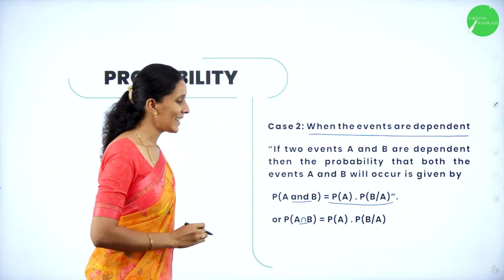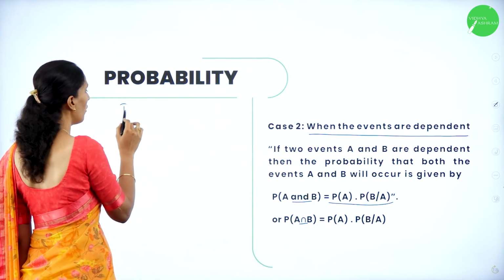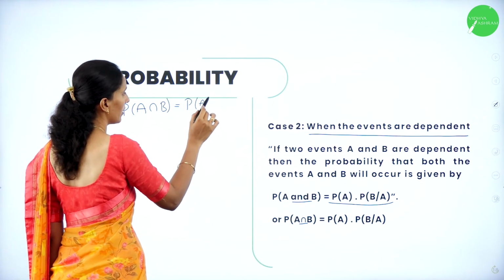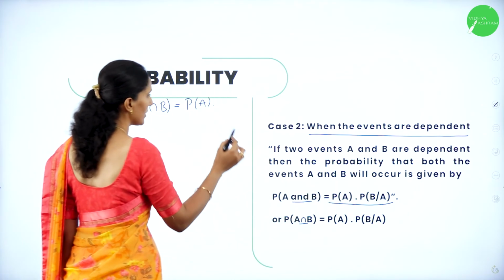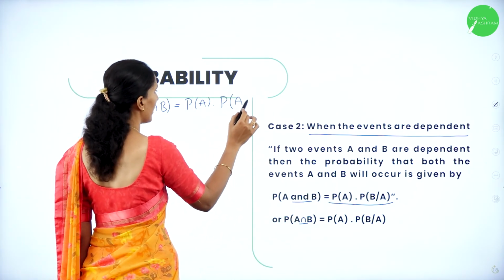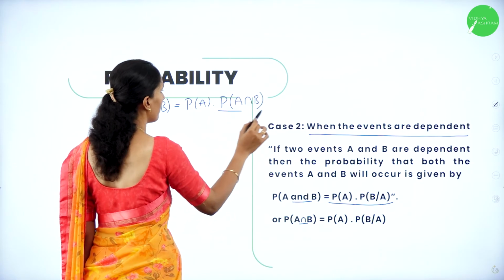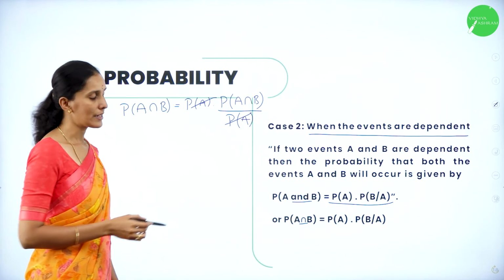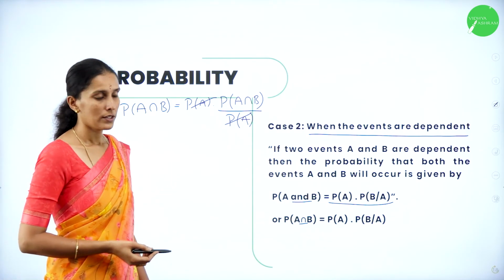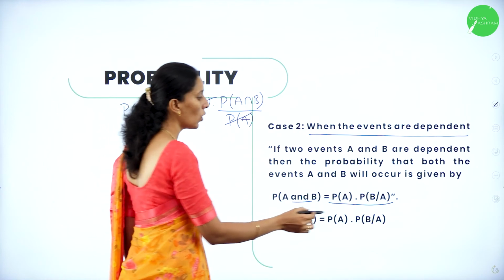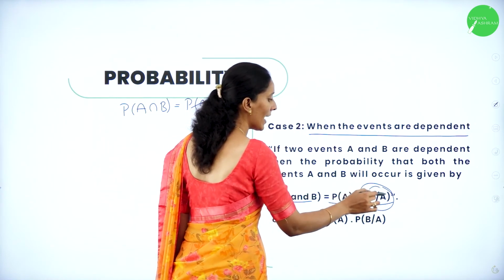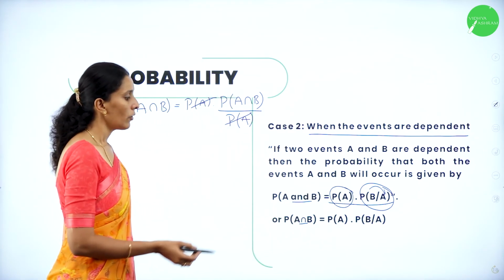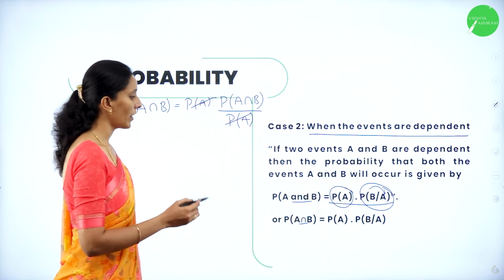So we can also extend this formula as P of A intersection B. We know P of A, and P of B over A is nothing but P of A intersection B divided by P of A. You can clearly see P of A cancels, and LHS and RHS are the same. So this is how we can find it. When you know the conditional probability of B over A and also the probability of A, you can clearly write P of A intersection B.